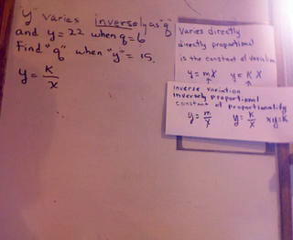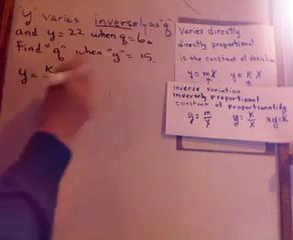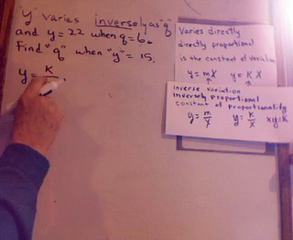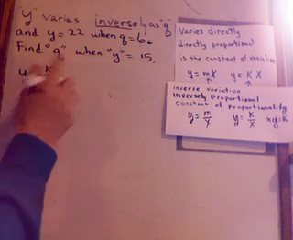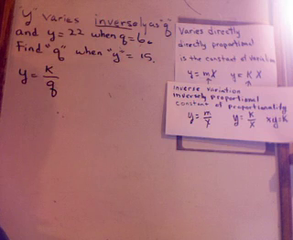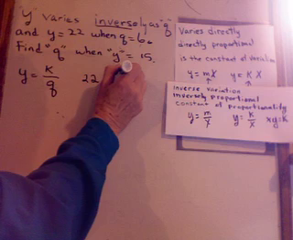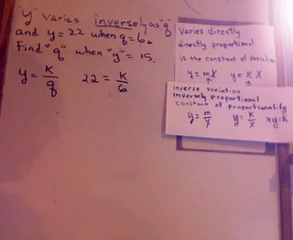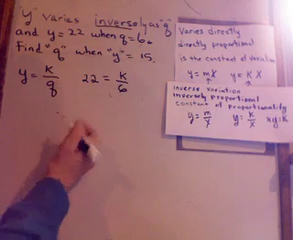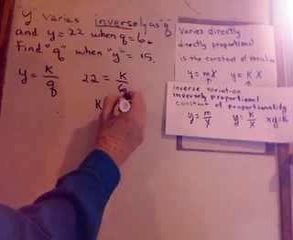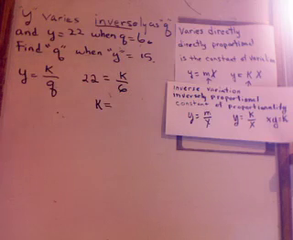Then I plug in the information from the first sentence. So y is 22 when q is 6. Well, I guess I should say y equals k over q, shouldn't I, since they use q in this one. So y equals k over q. y is 22 when q is 6, so 22 equals k over 6. And then what I should do is solve this for k. So k equals, what's 22 times 6? I guess I need a little help here. 132?